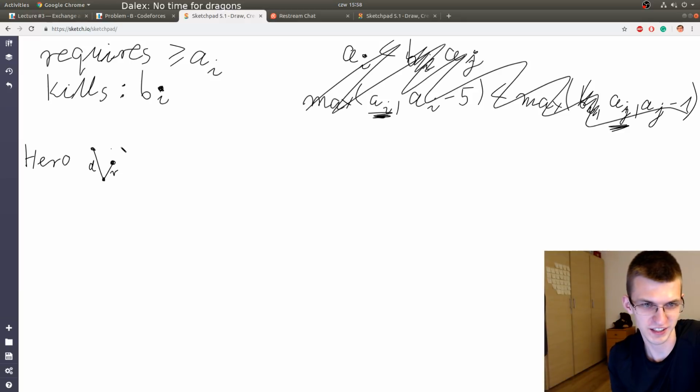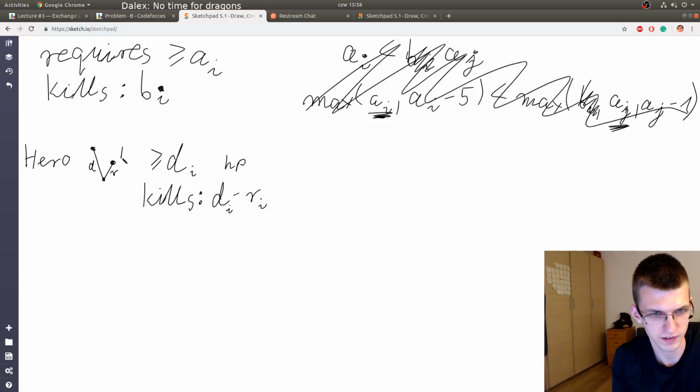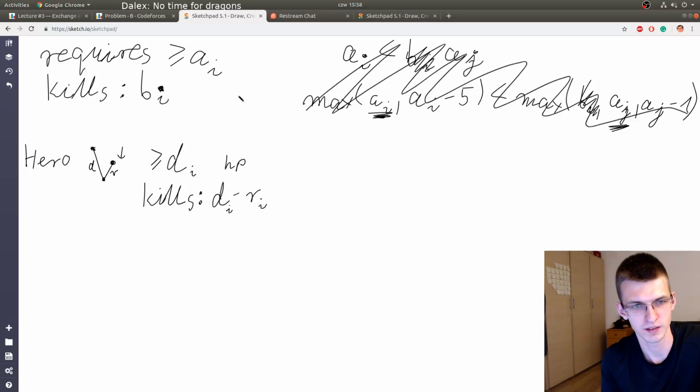What I say is that this is the same problem, because a monster with these parameters just means that when we fight it, we should have at least D HP, and it also kills some HP, because it kills D minus R. This is the amount by which we go down after fighting this monster. So from Hero we can get to this problem, and the other way around should be as simple as that. It's equally simple.